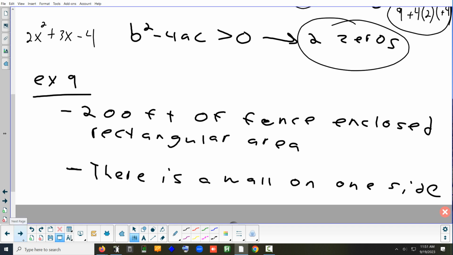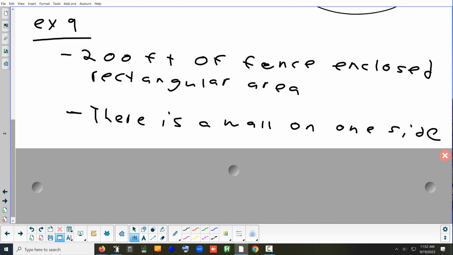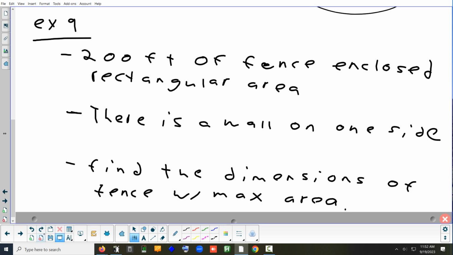This is a rectangle problem. It says you have 200 feet of material to build a fenced-in area. You have a wall on one side, so you don't need to put any material on that side. That wall is going to be one side of the fenced-in area. The question is, if you have 200 feet of fencing material, what would be the best dimensions you could make so you would close the most amount of area?